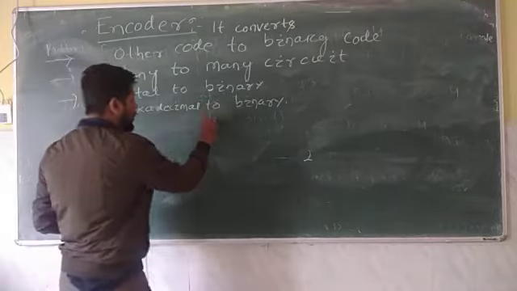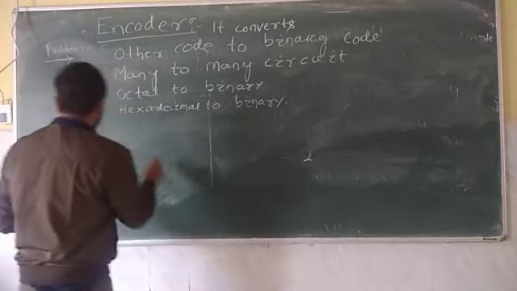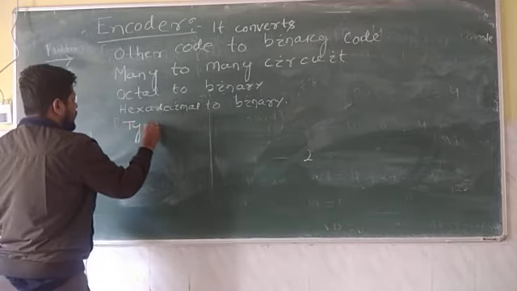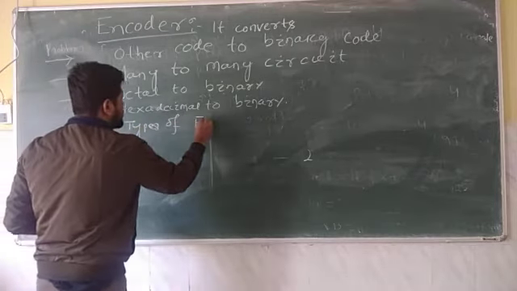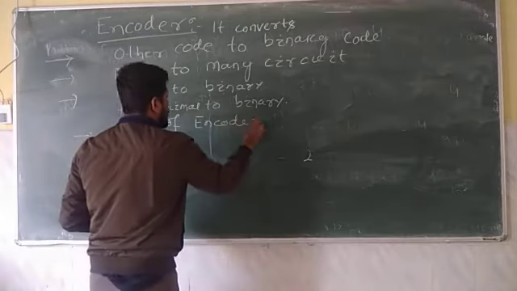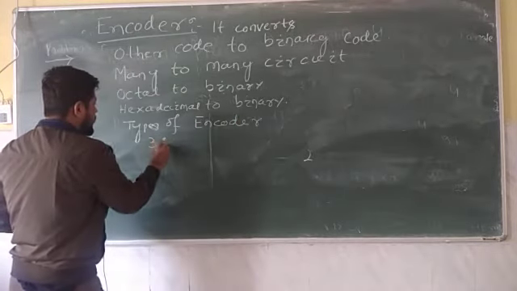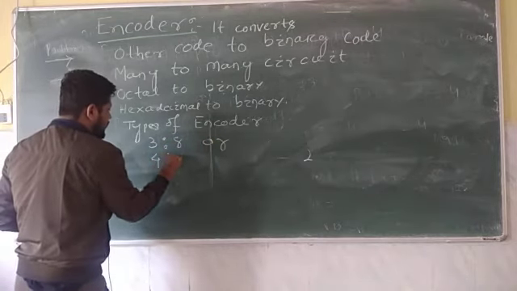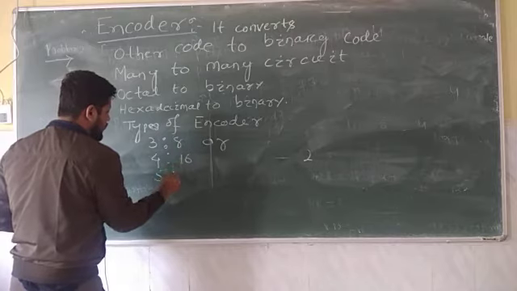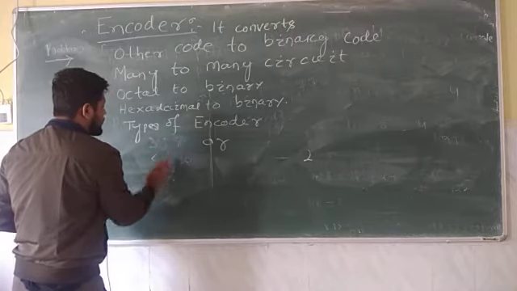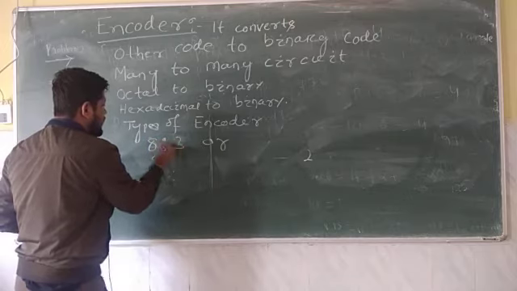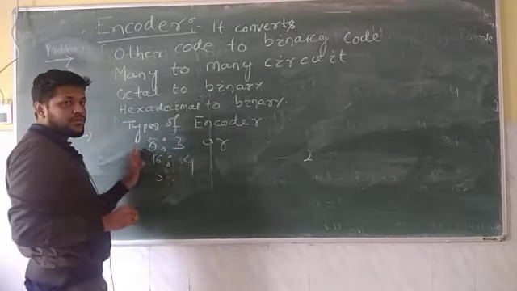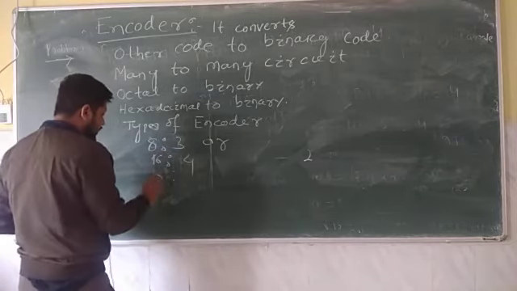Then, what are the types of encoder? The types of encoder are 3:8 or 4:16, 5:32, 8:3, 16:4. The left hand side always indicates the input, the right hand side indicates the output.